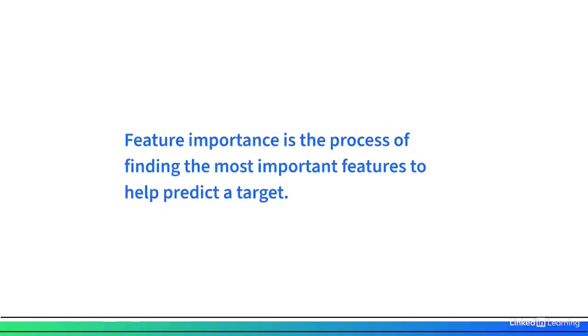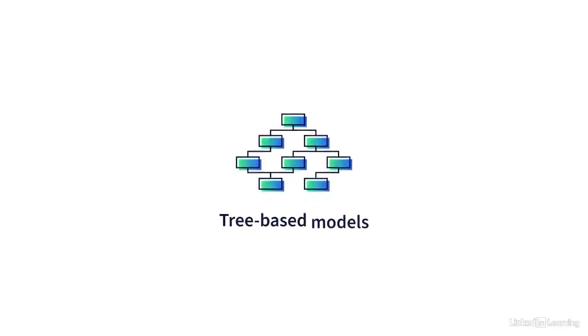Why are features so important? Feature importance is the process of finding the most important features to help predict a target. Each feature or column in your dataset impacts the final prediction, some more than others. There are various ways to calculate feature importance today. We'll discuss feature importance for tree-based models.